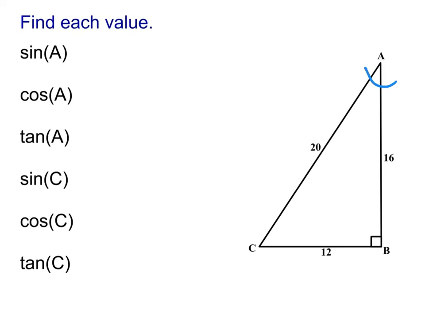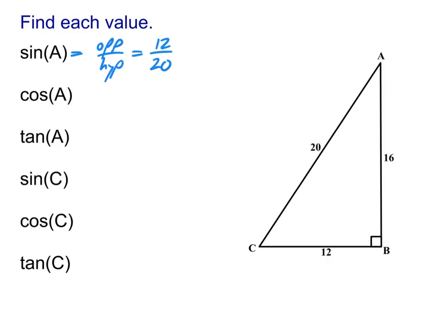And so what is the opposite of angle A? That'd be the 12. And so this is my opposite. And what's my hypotenuse? Well, that would be the 20. And so if sine equals the opposite over the hypotenuse, that means that it's going to equal 12 over 20. And that's how we can then figure out what sine of A is.